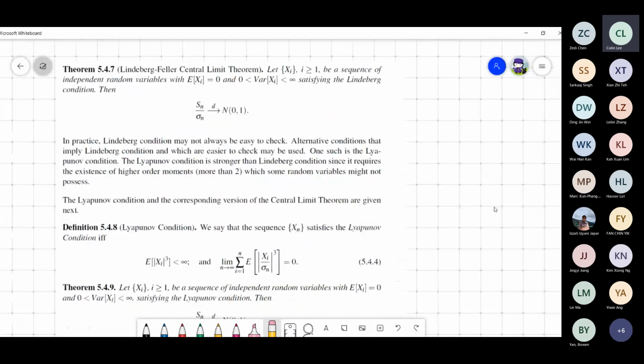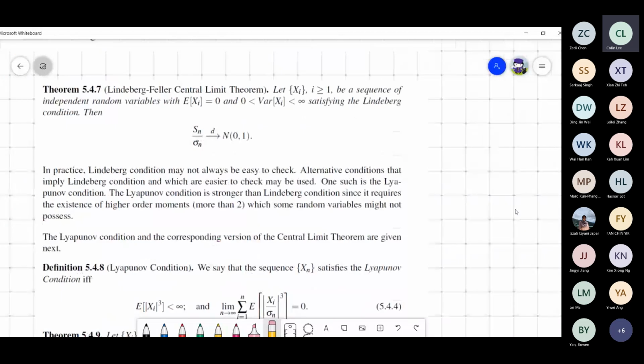Okay, let's look at it one by one. Now we can look at our next version of central limit theorems, the Lindeberg-Feller central limit theorem. Again, we have several hypotheses here.